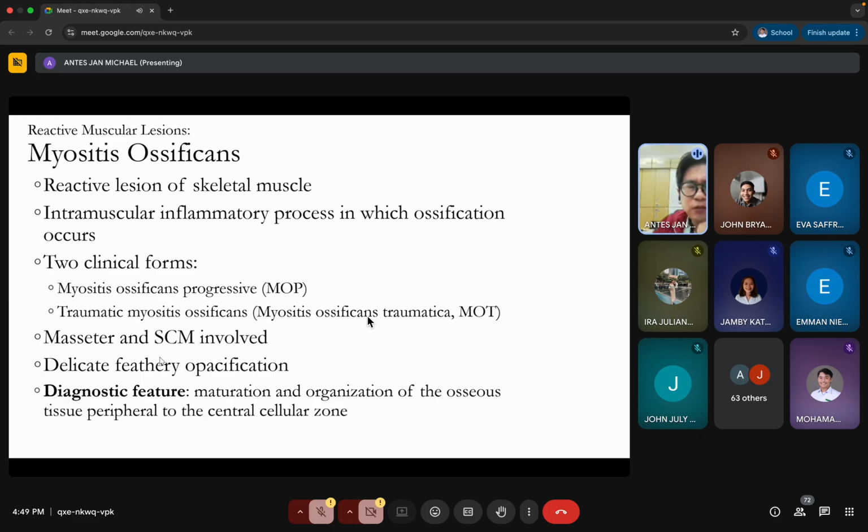I've given you, I think it was, 3 journals related to this lesion, the myositis ossificans. If you can read those 3 journals, you will have further knowledge on how to diagnose and manage these kinds of lesions.